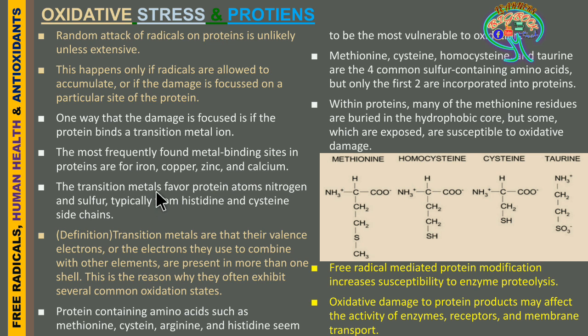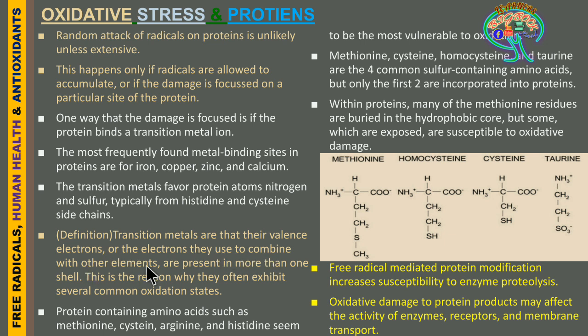The transition metals favor protein atoms nitrogen and sulfur, typically from histidine and cysteine side chains. Now these are the two which are readily going to get reacted with the transition metal ions. These transition metal ions will react with the nitrogen and sulfur, where these transition metals are the ones which have valence electrons, the electrons they use to combine with other elements.